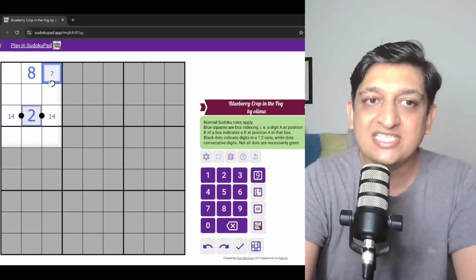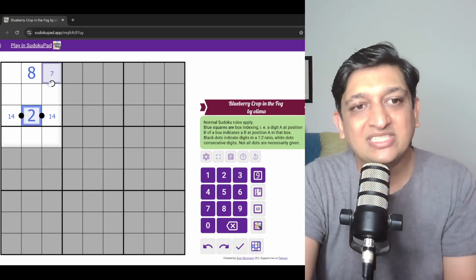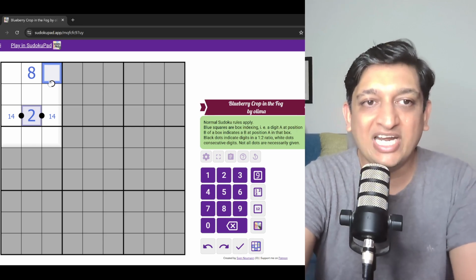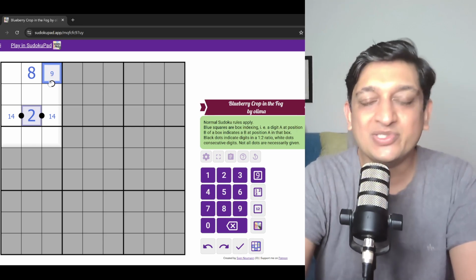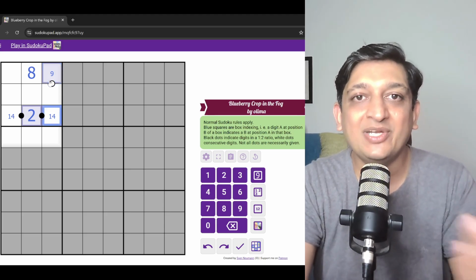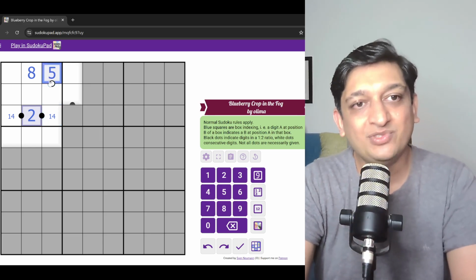What if 7 is present here? If 7 is present, then box number 3 has 7. Box number 7 has to have 3. But that is not going to happen here. So 7 also can't be present, 8 can't be present, and 9 also can't be present because box number 3 cannot have 9 because box number 9 cannot have 3. And that is why there is only one number that exists here, which is 5. So we had got it right.